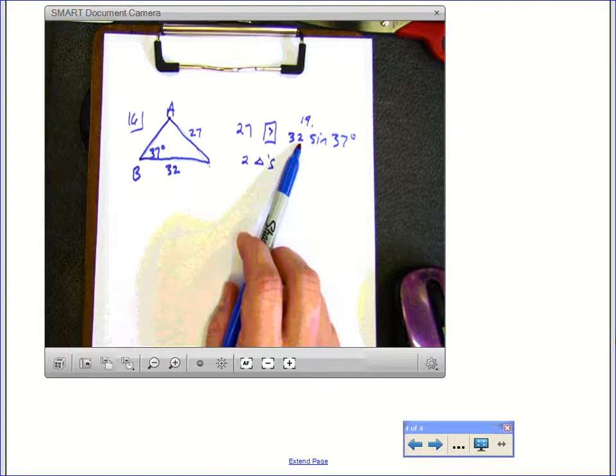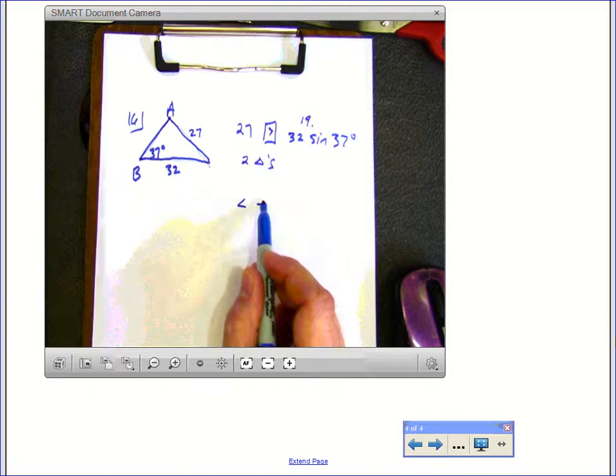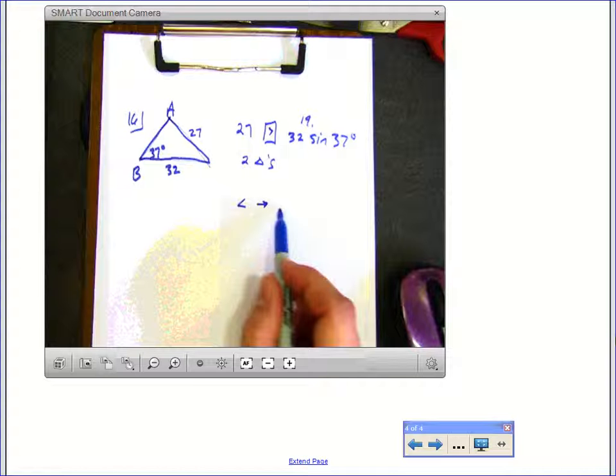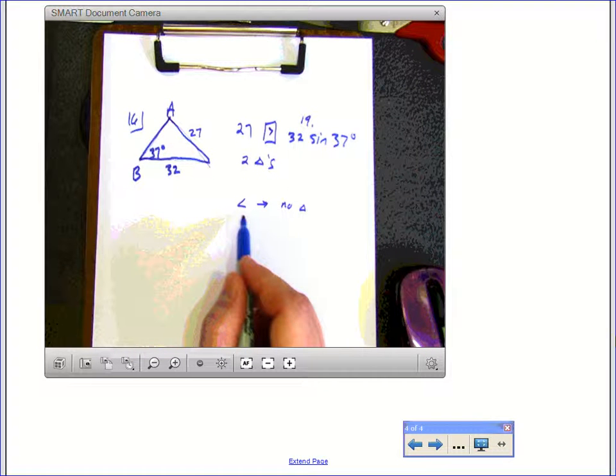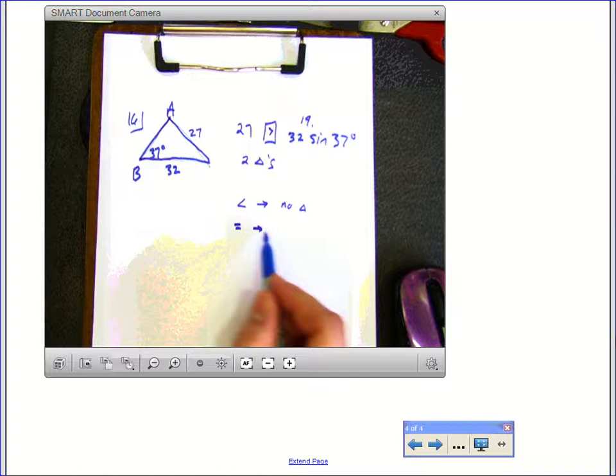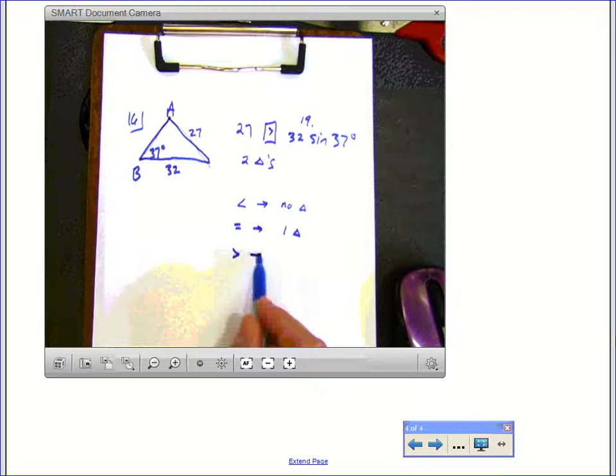So, if it's less than, it means no triangle. If it's equal to, it means one triangle. And if it's greater than, it's two triangles.